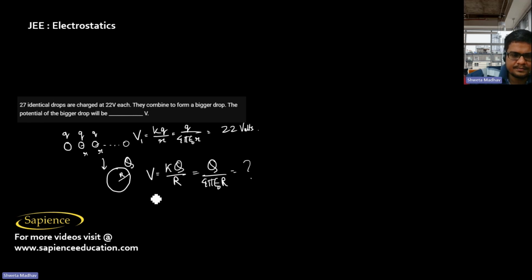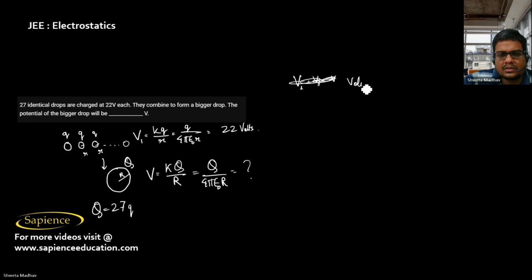So now we can do the conservation of charge. So capital Q will be equal to 27Q. And to find out the radius capital R, we have to apply the conservation of mass. There the density of the drops will be the same since they are identical drops. So the volume will remain the same. The initial volume will be the same as the final volume.